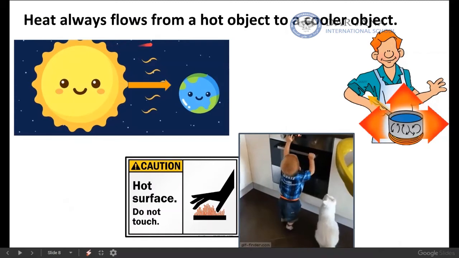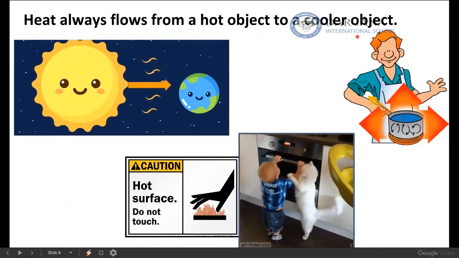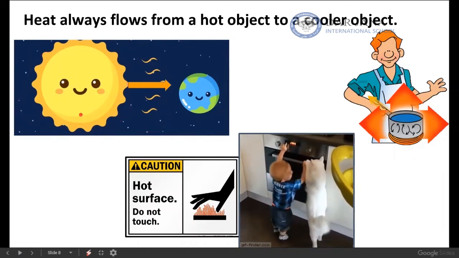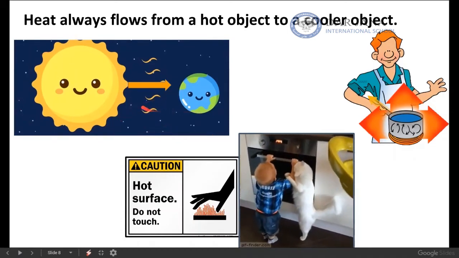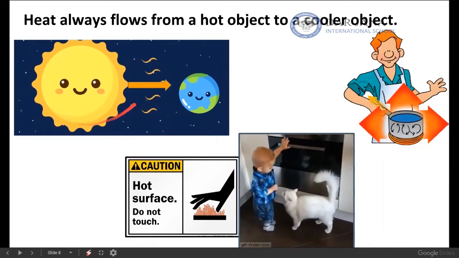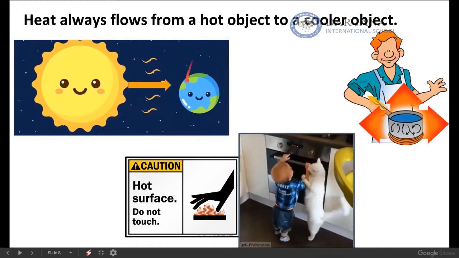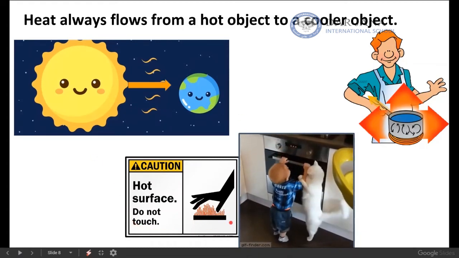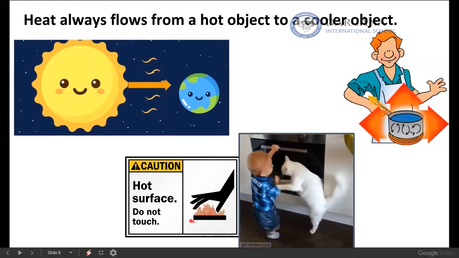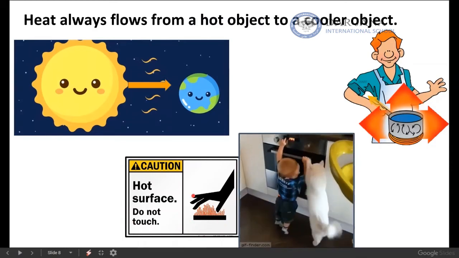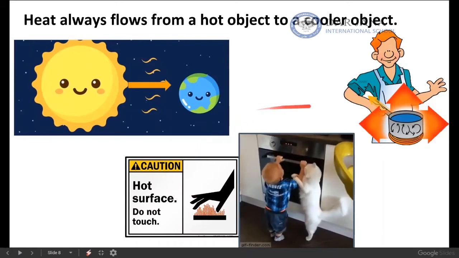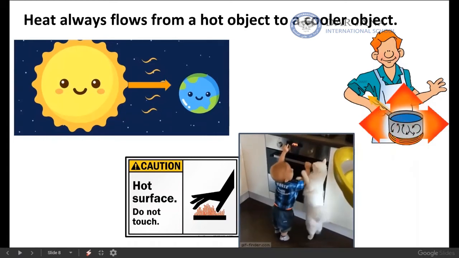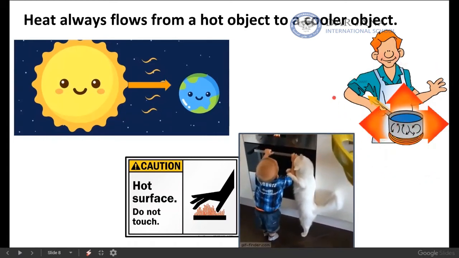Heat flows from hot objects to cooler objects. The first example is the sun and earth. The sun warms the earth. Heat is flowing from a hot object to a cooler object. This is why we do not touch a hot surface. Heat will transfer from that surface to our hand, and that is dangerous. So as you can see, heat will always flow from this source to the surroundings.